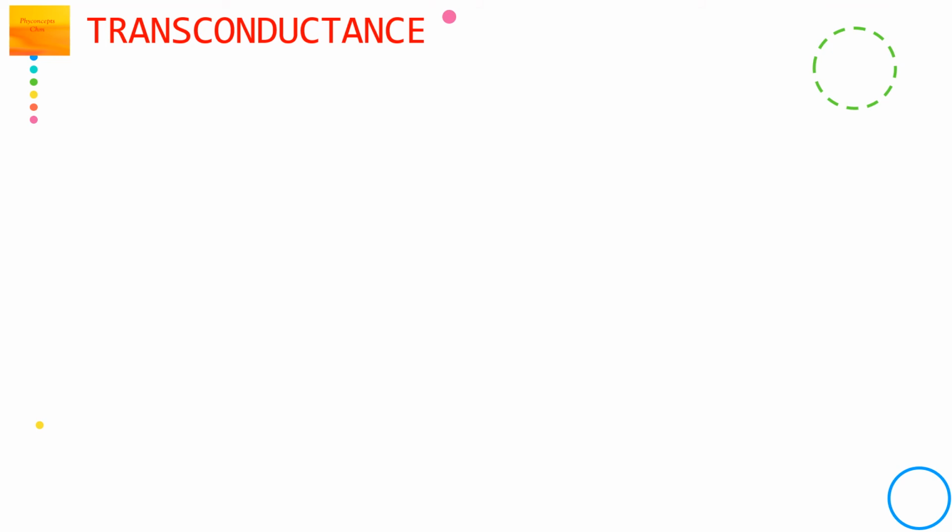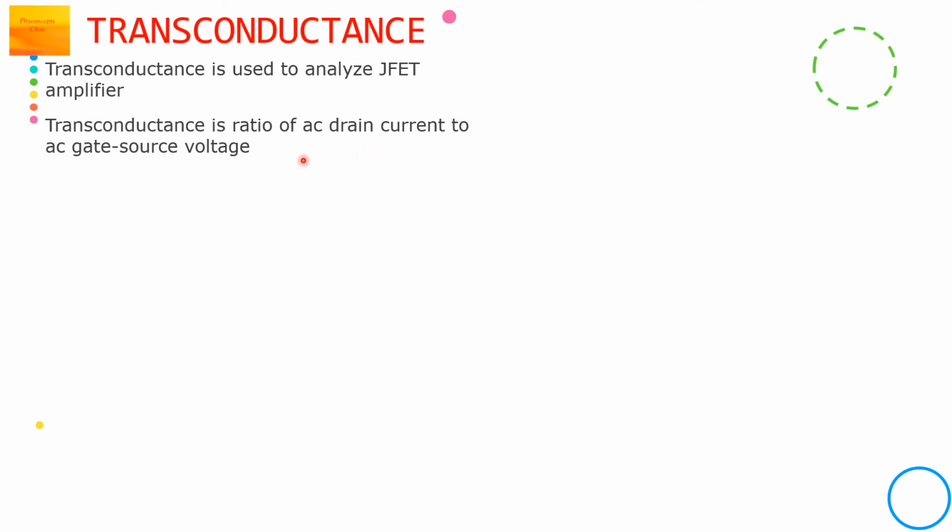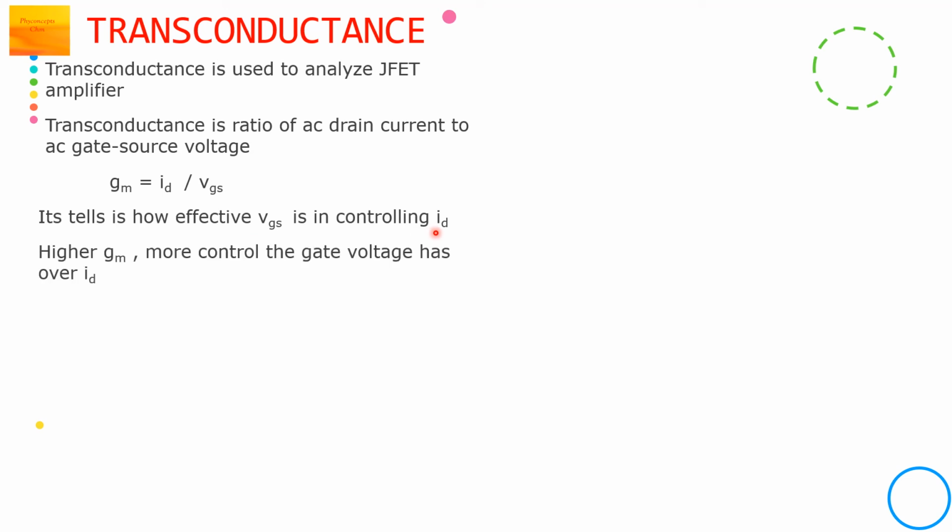Next is the transconductance. Transconductance is used to analyze the FET amplifier. It is the ratio of AC drain current to the AC gate source voltage. As it is AC, all these letters are shown in small. So gm, that is the transconductance, is given as id upon vgs. It tells how effective VGS is in controlling ID. The higher the gm, the more control the gate voltage has over ID.